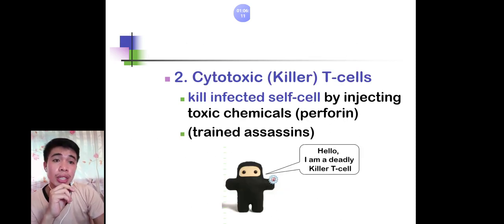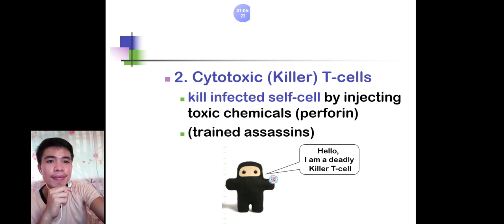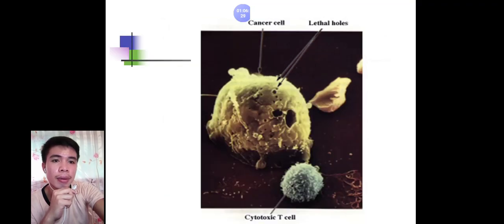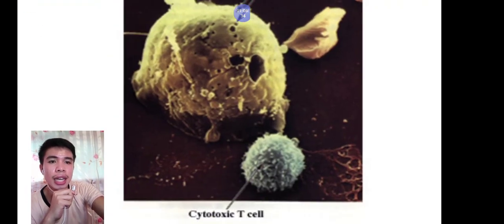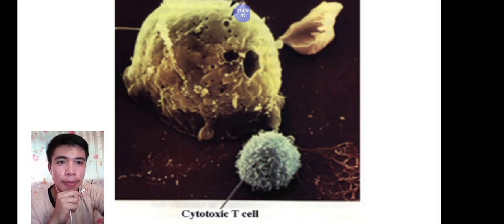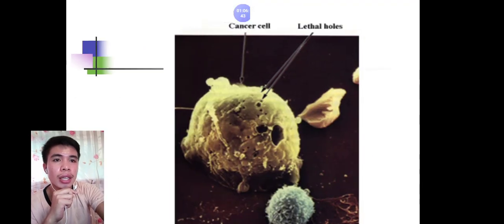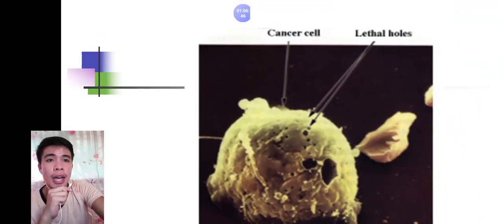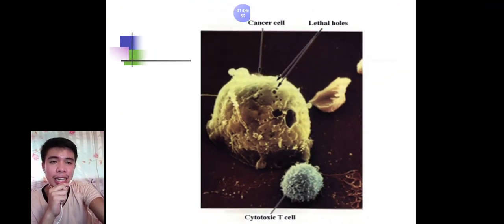The cytotoxic killer T cell kills infected cells by injecting toxic chemicals, like a trained assassin. That is the killer T cell. Here is the cancer cell illustration of the cytotoxic cell. This is the killer T cell, which kills our cancer cells and related cells that have gone wrong. So the cytotoxic T cell is the killer T cell.